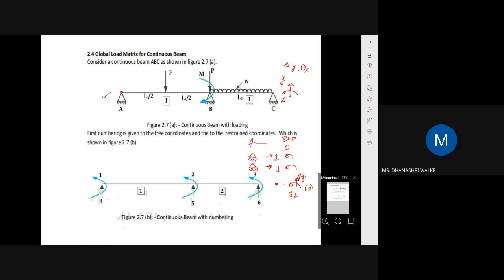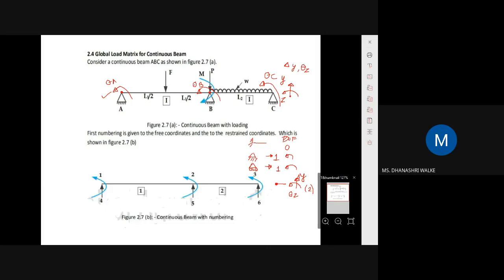No translation along Y. So here rotational displacement is possible. Only at this hinge support, rotational displacement is possible. So theta A. Here we can write theta B. Okay, and here we can write theta C. Only what you have to keep in mind is that in case of hinge and roller, only rotational displacement.